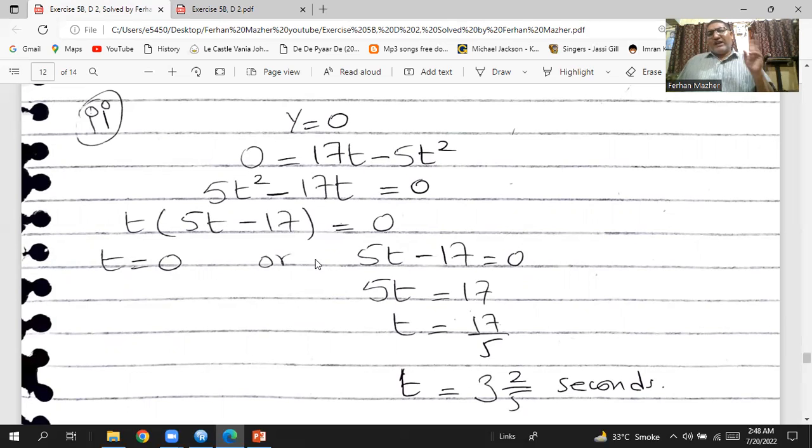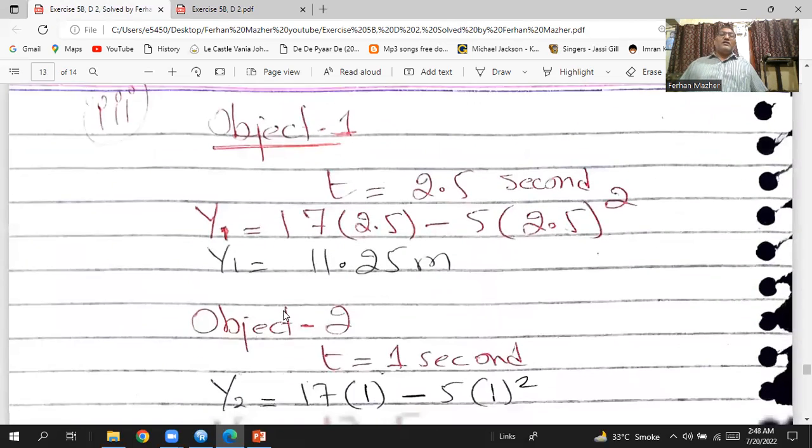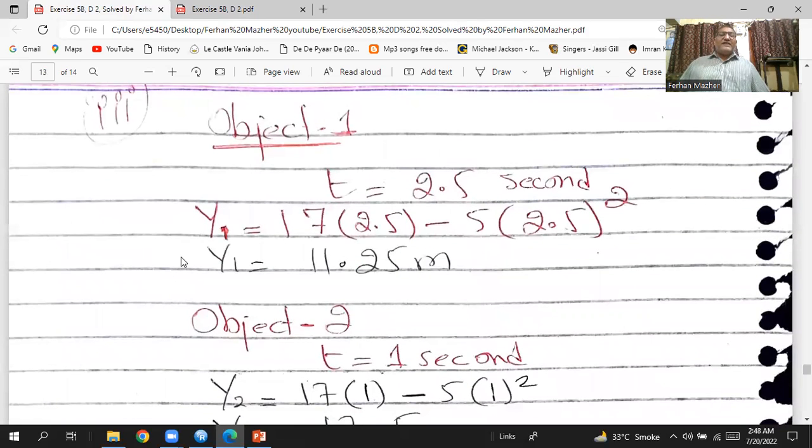So the height will be 0 at 2 moments: when the time is 0 and when the time is 3 whole 2 by 5 seconds. Okay. Now we are talking about two objects. The first object whose height is y1 is 17t minus 5t square. You projected it, and after 1.5 seconds of its projection, you projected the second object. And again after 1 second.